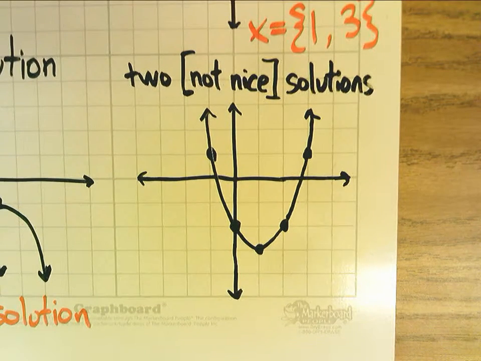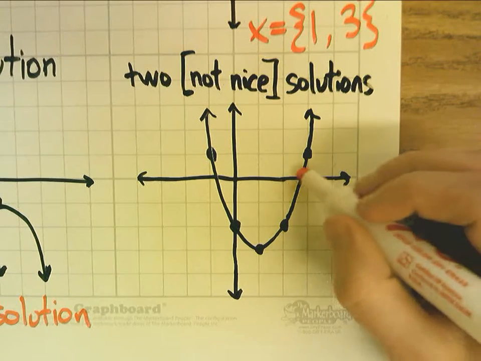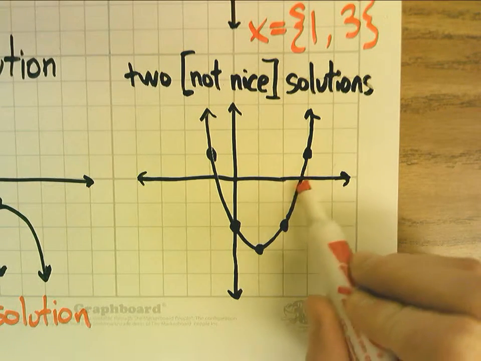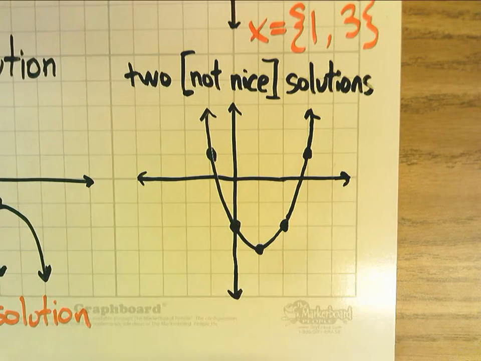All right, let's take a look at our last example. This is the one I refer to as our not nice solutions. If we take a look at where it crosses our x-axis, it's not at a whole number. This is in between 2 different numbers. So is this one. We're not going to pinpoint that with an exact decimal or fraction or anything like that.